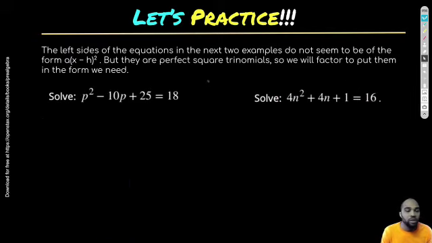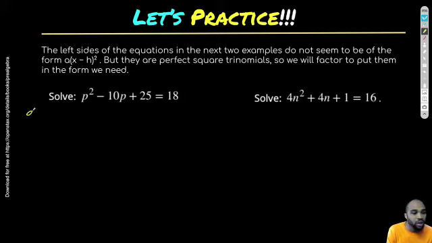All right, the left sides of the equation in the next two examples don't seem to be in this form, but they are perfect squares. So remember, we talked about perfect squares. We can actually put it in that form. So we'll factor them to put in that form. For this one, I recognize that this is a perfect square. This last term is a perfect square. And when you multiply those square roots by 2, you get this middle term.